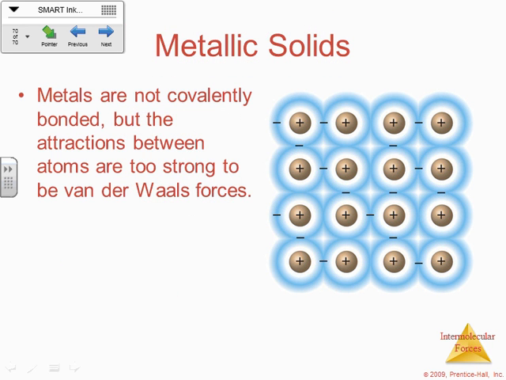And then metallic solids. The metals are not covalently bonded, but you've got these really strong attractions here, so you're not going to call them van der Waals forces either. What's going on here really is just a lining up of all of these atoms, and then the electrons are free to kind of flow throughout. That's for reasons that we're not really going to go into. If you are interested in it, it is in the book, and it goes a little bit more into the molecular orbital theory of these things. Let me find what page it's on.